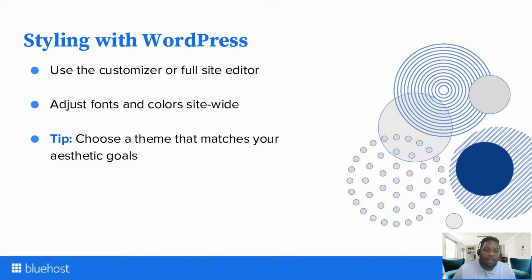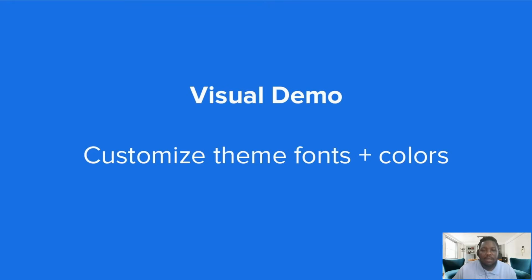Styling with WordPress. In WordPress, use the customizer or site editor to set fonts and colors globally. Pro tip, choose a theme that matches your audience. It saves you a lot of time. Let's go ahead and take a look at this with our visual demo here.